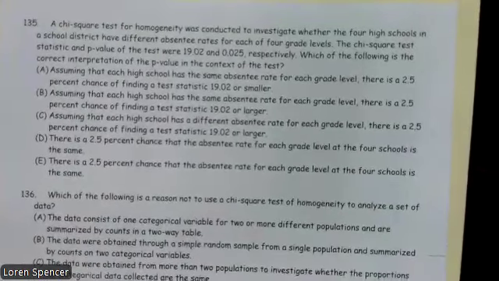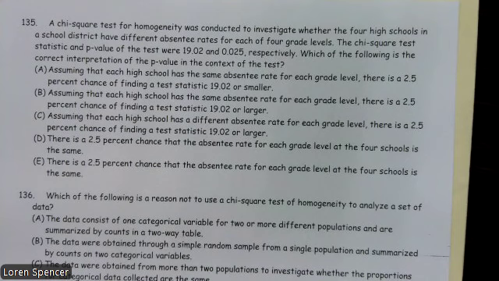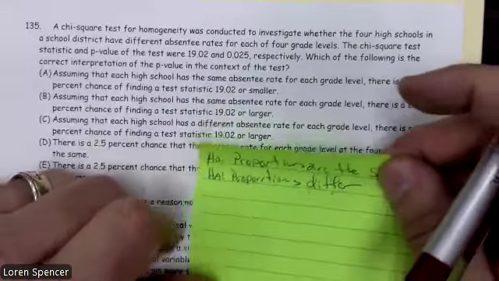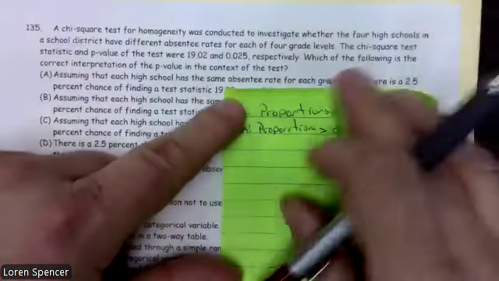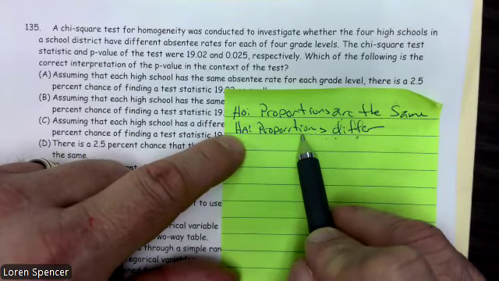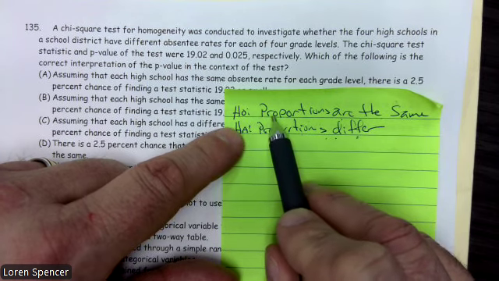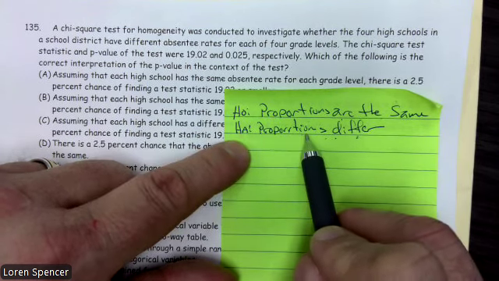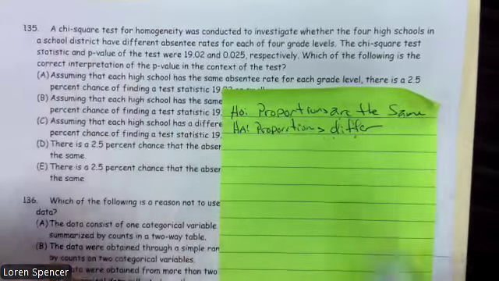A chi-square test for homogeneity was conducted to investigate whether the four high schools in a school district have different absentee rates for each of four grades. The chi-square test statistic and p-value were 19.02 and 0.025. Which of the following is the correct interpretation of the p-value? Well, first off, let's talk about what the H0 and the HA are. The H0 is the proportions are the same. The HA is the proportions are different. So in other words, we're claiming that they're the same, and the HA is that they're different. So let's talk about the p-value.